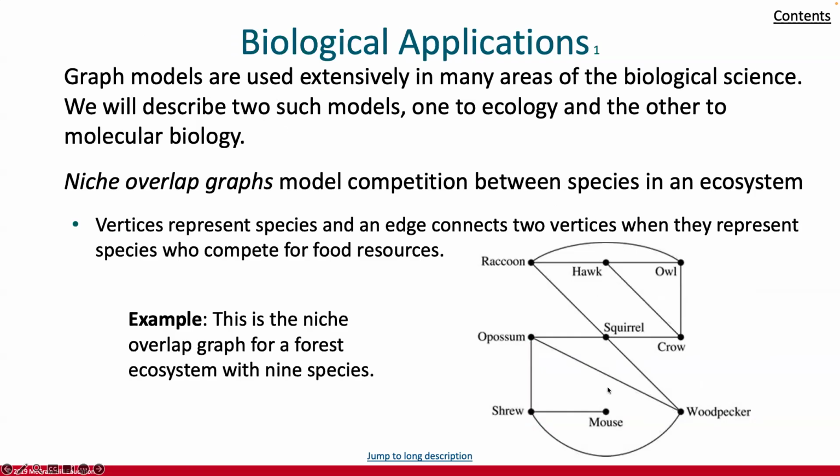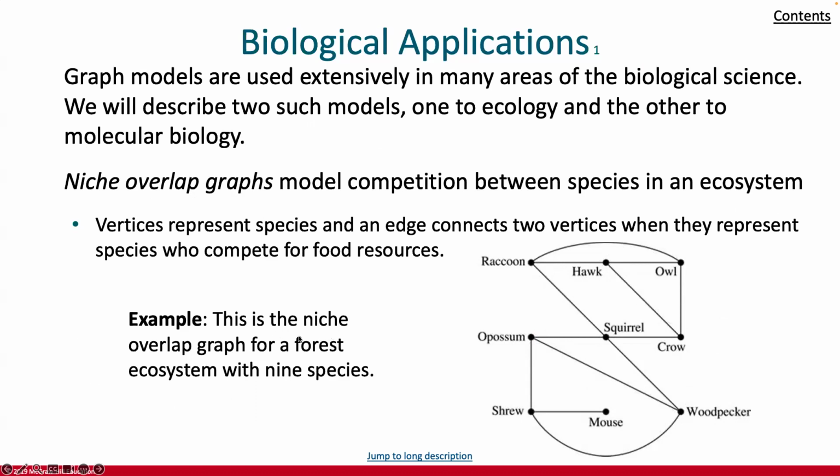Bioinformatics is an example that deals with computer science, biology, and information technology. Graph models are used extensively in many areas of the biological sciences. We'll describe two here, one for ecology and the other for molecular biology. Niche overlap graphs model competition between species in an ecosystem, and you can see the relatedness of different animals in an ecosystem, say in a forest or something like that.